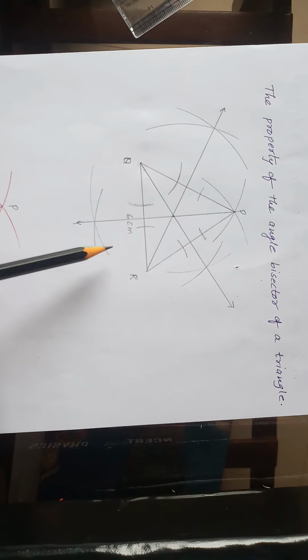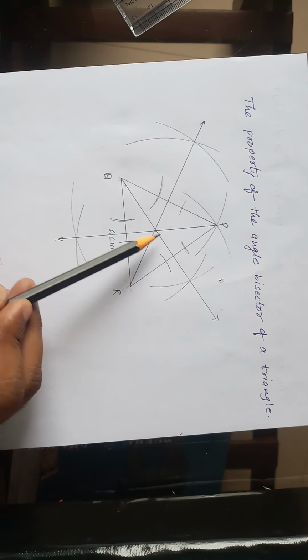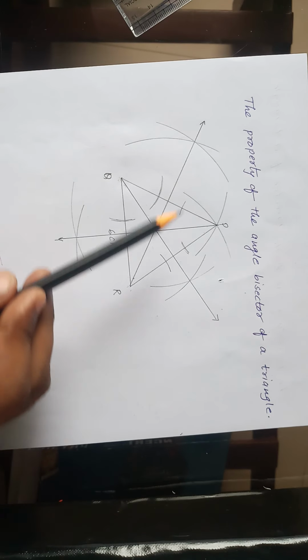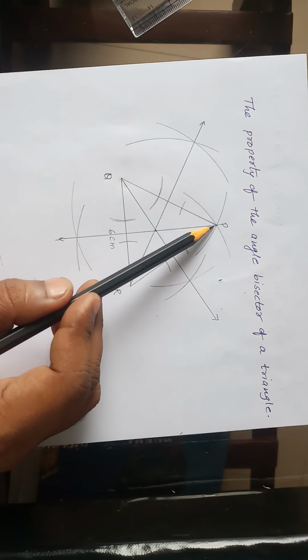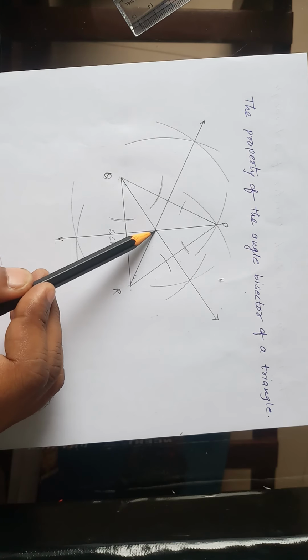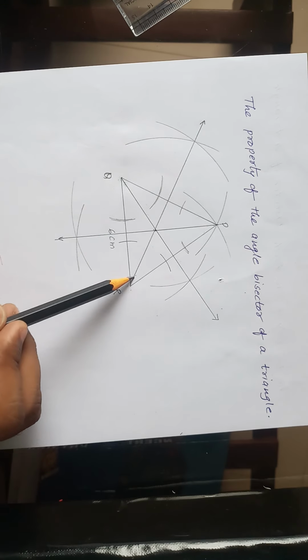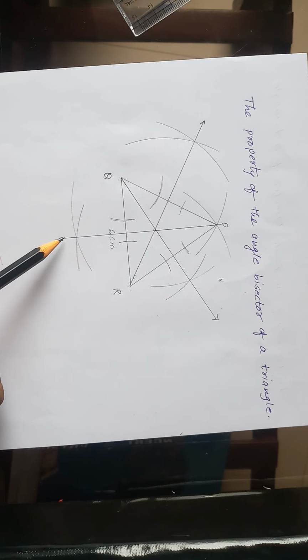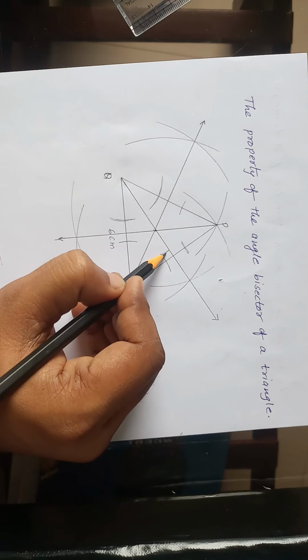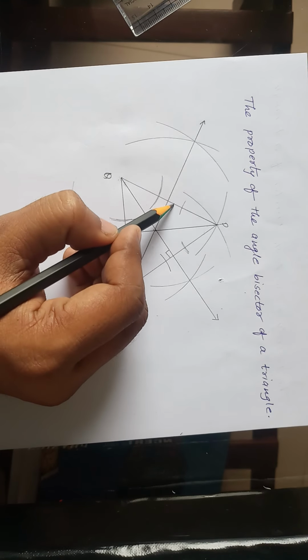If you see carefully, these are the three lines. They are the bisectors of the angles of triangle PQR, and these bisectors intersect at a point. This point is called the point of concurrence, and these lines are called concurrent lines. These are perpendicular to the sides of the triangle.